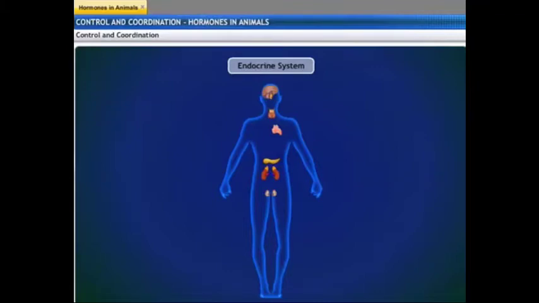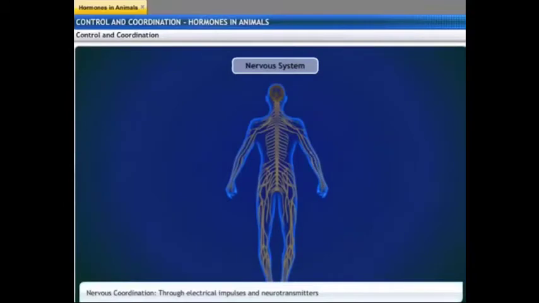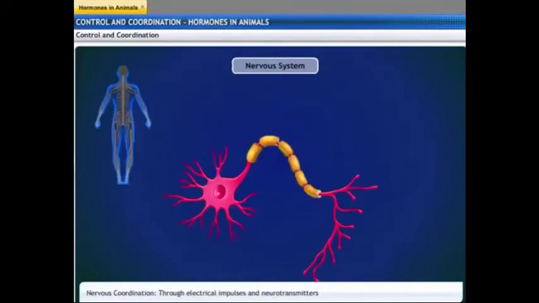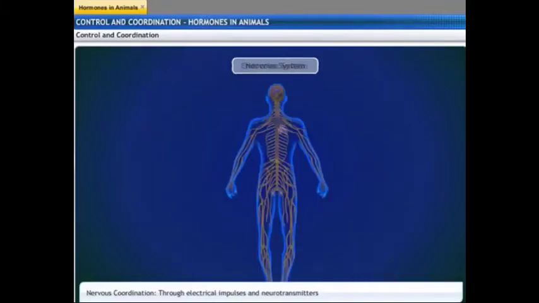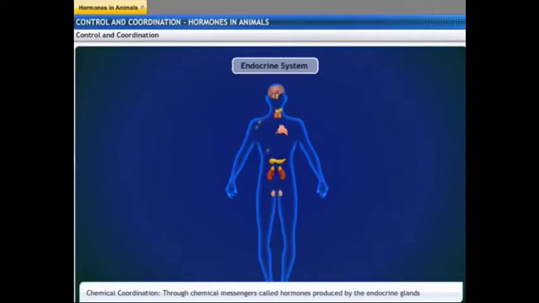There are important differences between the two systems. In the nervous system, electrical impulses are transmitted through the nerves, which are composed of neurons. A neuron acts fast, but only for a short time. In the endocrine system, chemicals called hormones are secreted by the glands into the blood. The action of a hormone is slow, but lasts for a longer duration of time.